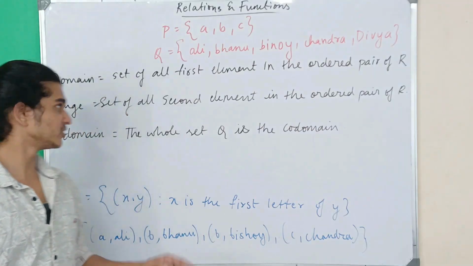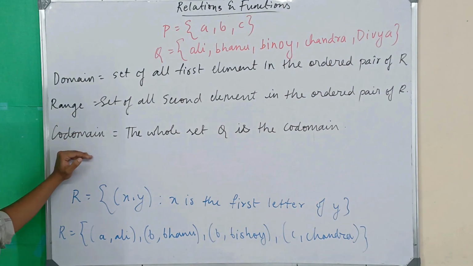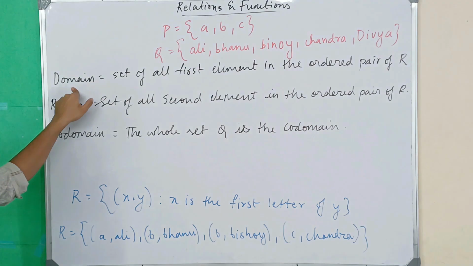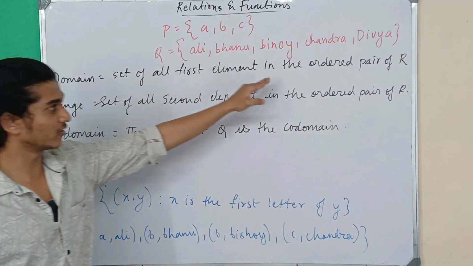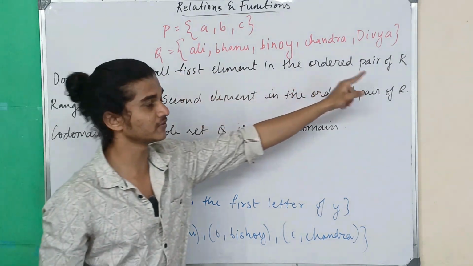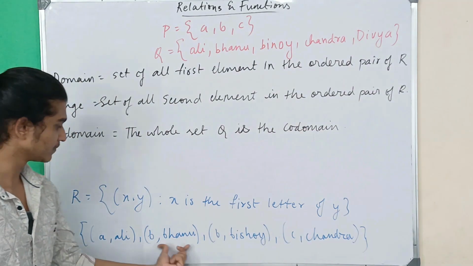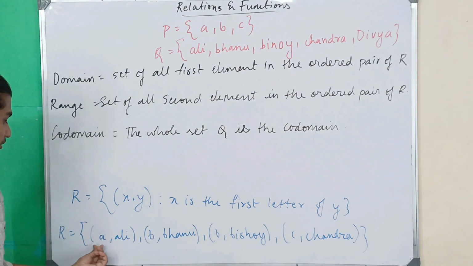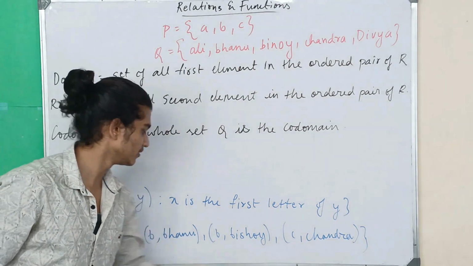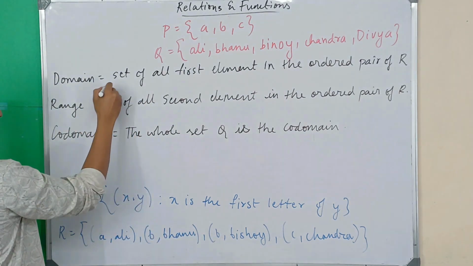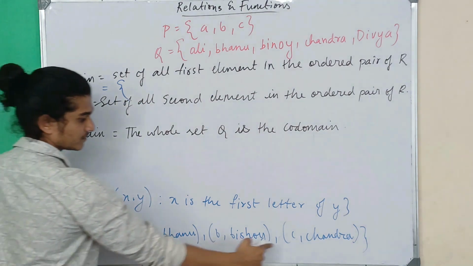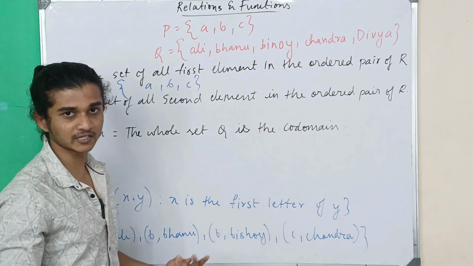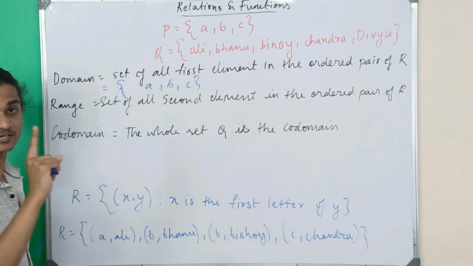Now the next thing which you need to know is domain, range, and codomain. Please pay closer attention because people normally make mistakes in this. Domain is the set of all first elements in the ordered pairs of R. You just have to list a set containing all the first elements of R. So your domain in this case is A, B, C. We have B two times, but we're going to write it only once because the number of times doesn't matter in sets.